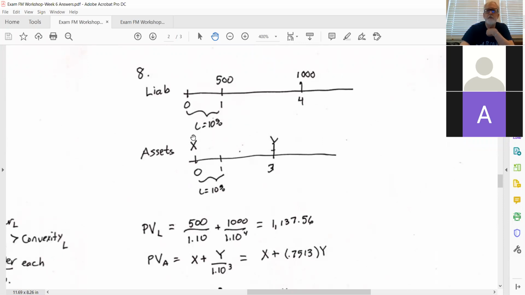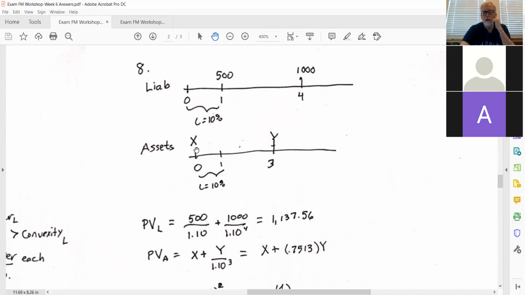The investment program produces a cash flow of X today. That's kind of weird. Pays X dollars today, and Y dollars in 3 years. It says calculate X and determine whether the program satisfies the conditions for Redington immunization. So it's a 2-step problem. The first part is, what is X? The typical question, what is X?